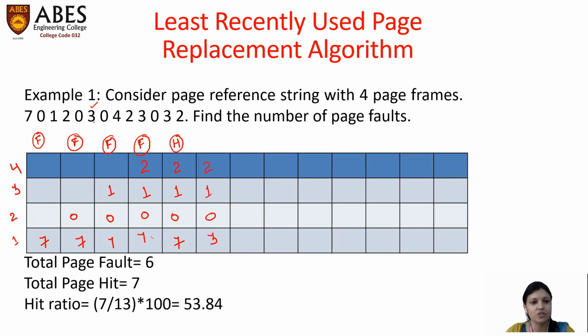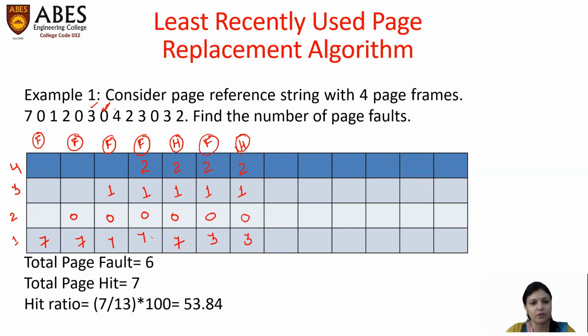The next value is 0. The value referred is 0. 0 is already present in the memory. So we will copy as it is, and it is a page hit as 0 is already present in the memory. 3 was not in the memory, so it is a page fault.